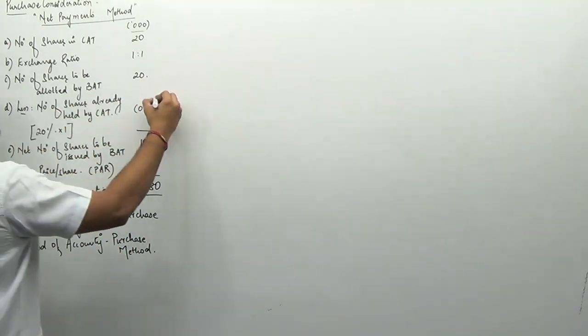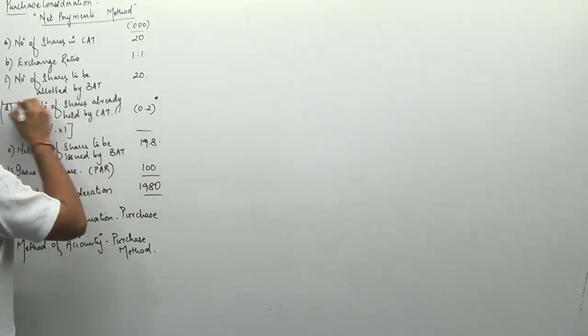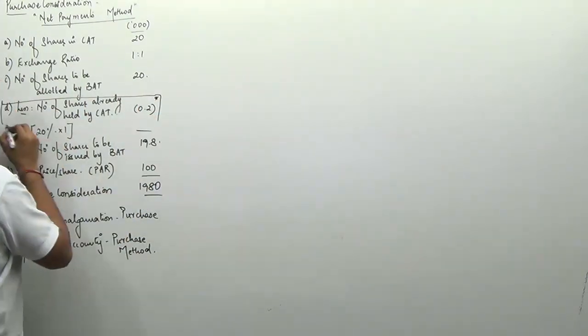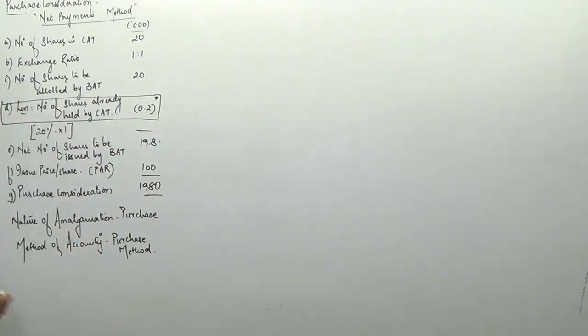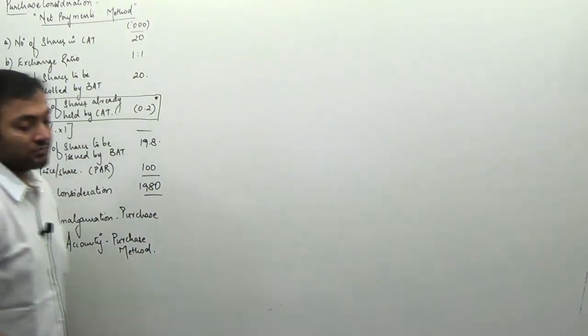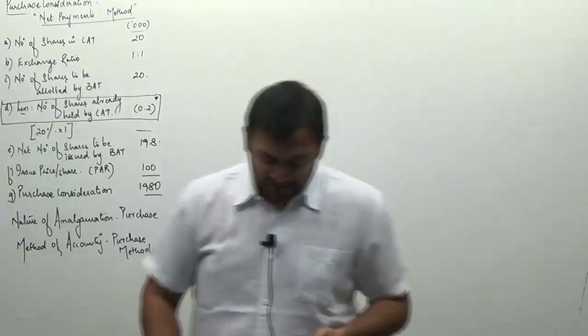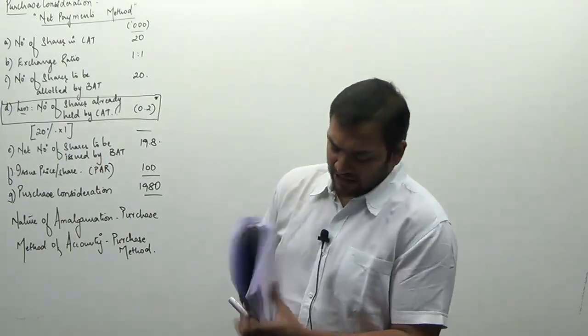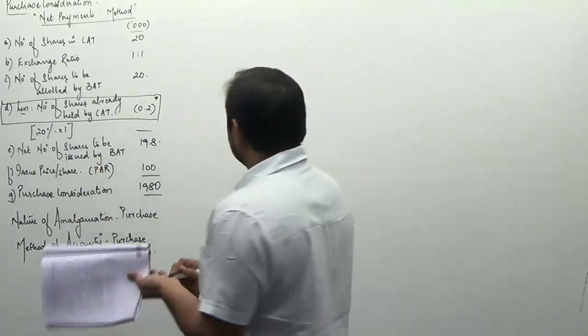Guys, this point is the most important in this calculation. This part is the most important as far as the calculation is concerned. Because ignoring the internal reconstruction process, if you calculate 20%, you will not get 0.2, you will get 2. If you don't consider the internal reconstruction process, your deduction will be 2, your net number of shares to be issued will be 18, which is absolutely wrong. Come on guys, check the balance sheet.